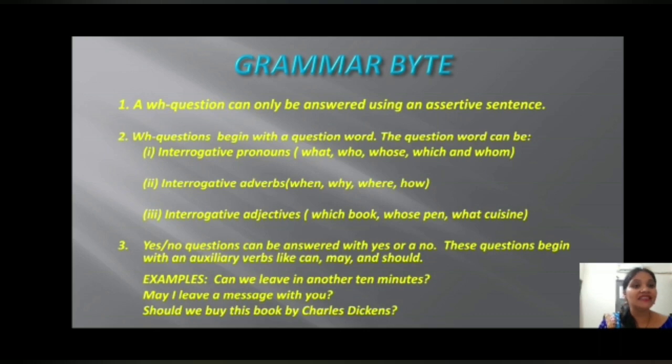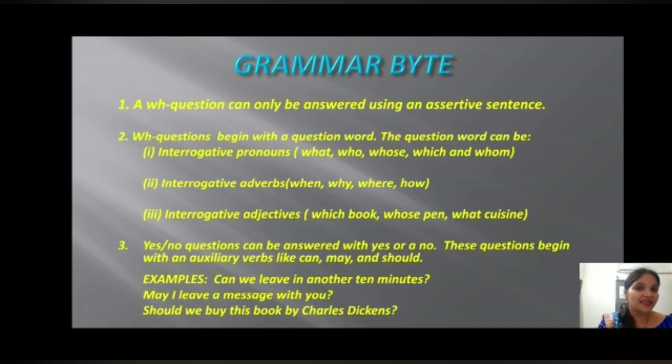These all are interrogative pronouns. We can use interrogative pronouns to form a WH question. Second, interrogative adverbs. Interrogative adverbs can be used like when, why, where or how. Next is interrogative adjective: which book, whose pen, what cuisine. So these are some important bites about the WH family of questions.